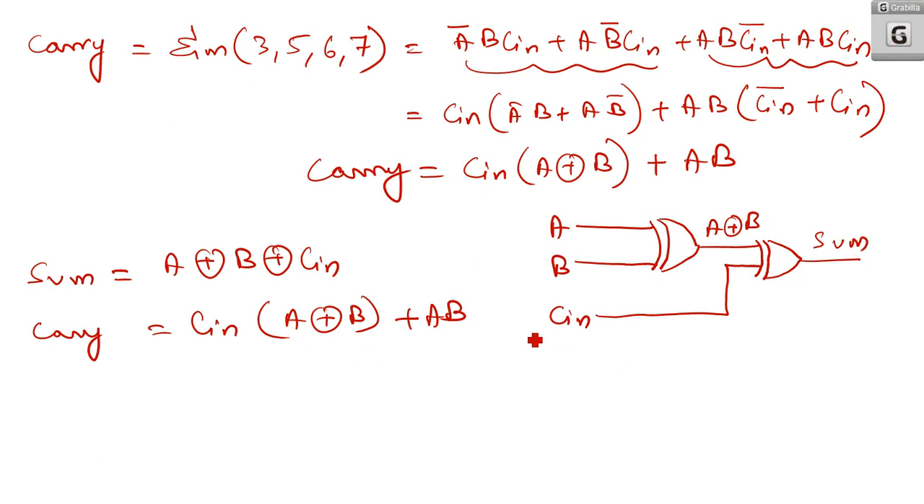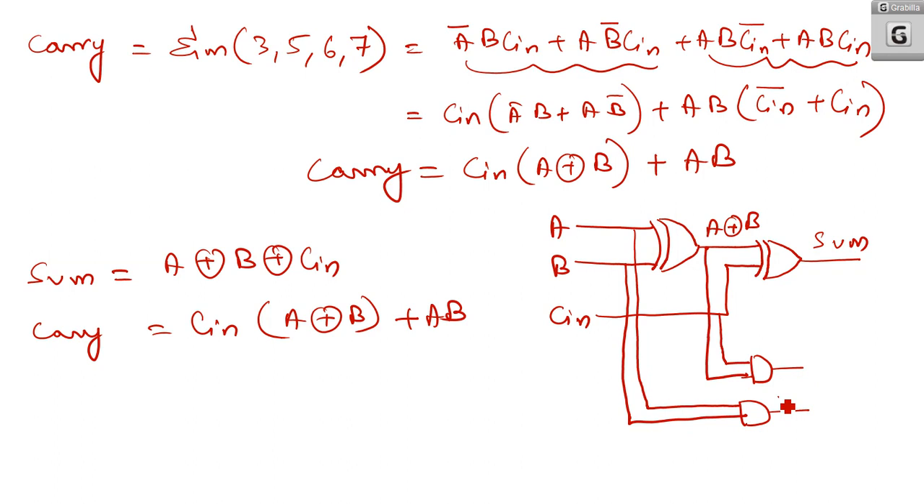Now coming to the carry part. See, A XOR B is here. You should AND it with C in. So you get the first term, that is C in into A XOR B. Then the next one is AB, so I am taking B here and A here. This is an AND gate for AB, and if you feed both into an OR gate, you will get the carry. This is the realization using XOR gates. So here I have used XOR and AND gates only.